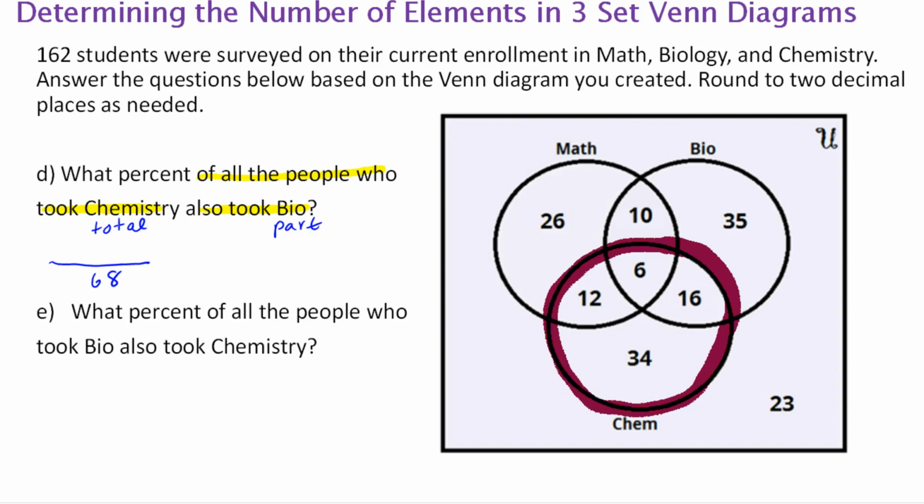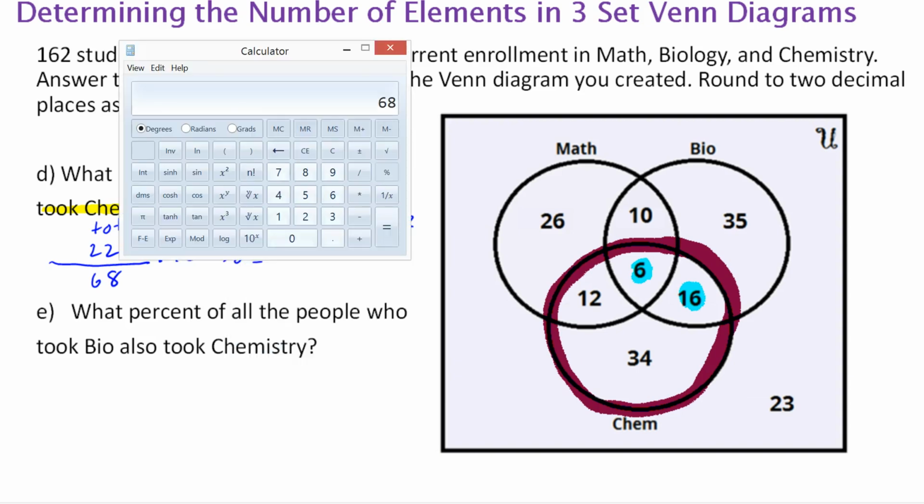And now we want the ones who took bio. Okay, let's use a different highlighter. Okay, so here's the bio circle. These are the 2 pieces that are in chemistry and also in bio. So our part is 6 plus 16, which is 22. So we have 22 out of 68. And we'll multiply by 100 to change that to a percent. And our result is 32.35%.